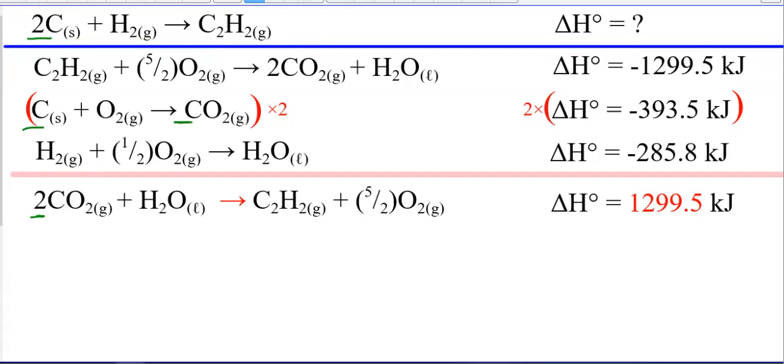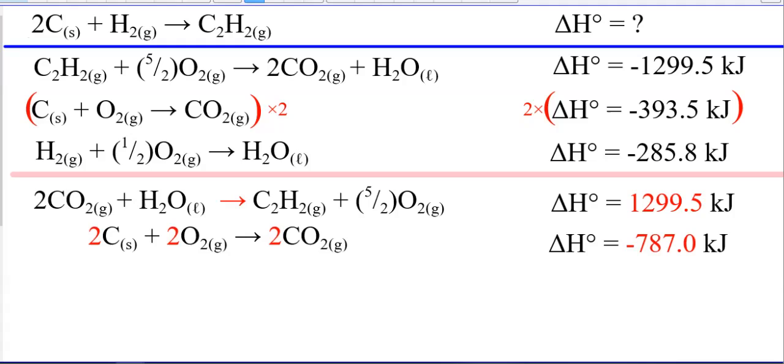When I multiply the entire equation by 2, I also have to multiply the enthalpy by 2. So whatever I do to these chemical equations, I have to also do to the enthalpy. So when I multiply everything by 2, I'll end up with 2 carbons, 2 oxygens, and 2 carbon dioxides. So typically, if this was a normal chemical reaction you're trying to balance, obviously you wouldn't have a whole bunch of 2's there because they would simplify out.